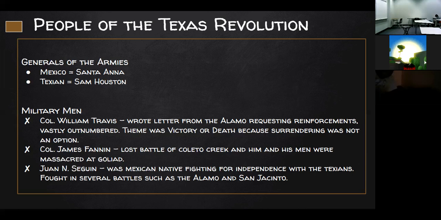So, is Sam Houston the reason why this place is called Houston? Yes. Sam Houston is exactly why this place is called Houston. Yes, sir.